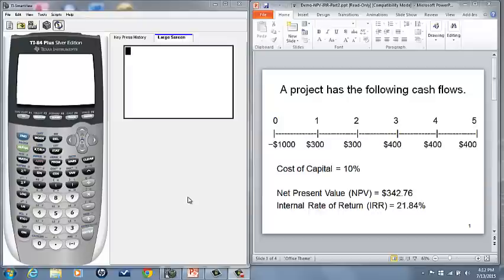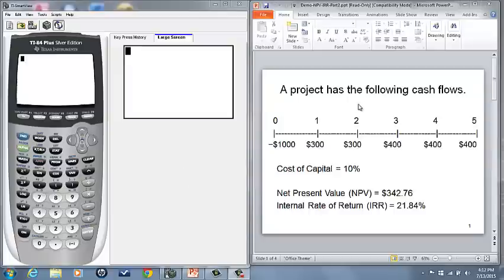This video demonstrates how to compute NPV and IRR using the TI-83 Plus and TI-84 Plus finance function. This is the TI-84 Plus, which has the same finance function as the TI-83 Plus.